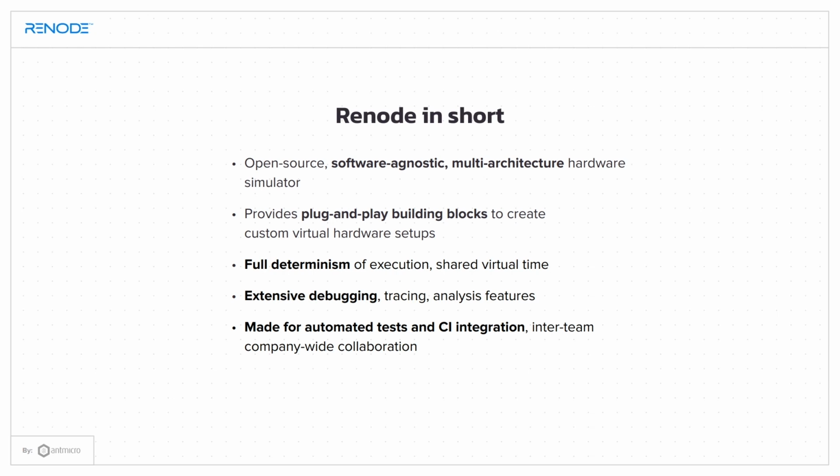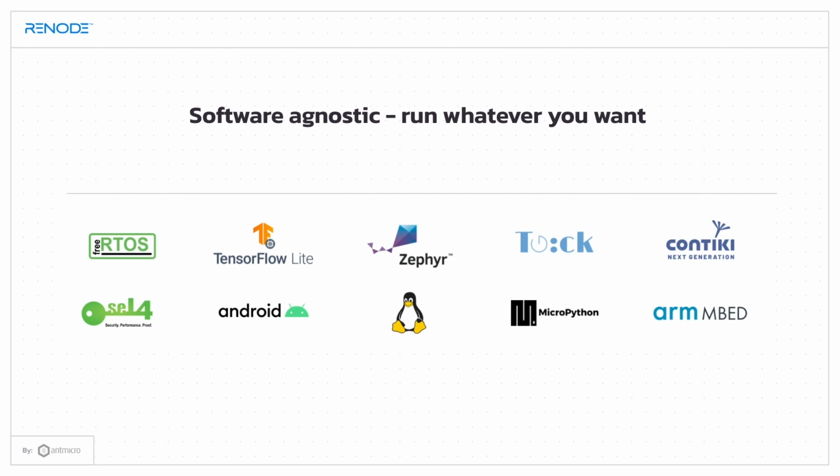At its core, Renode is an instruction set simulator, providing you with full determinism of execution, tons of cool features helping you with debugging, tracing, and is also very well suited for automated tests and being integrated in a CI system. As I mentioned, Renode is software agnostic, so it can run either bare metal software or an RTOS or Linux or whatever you choose to load in it.